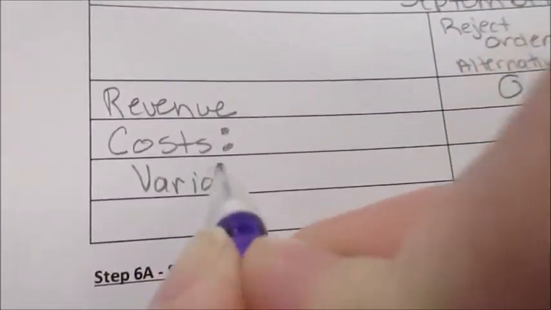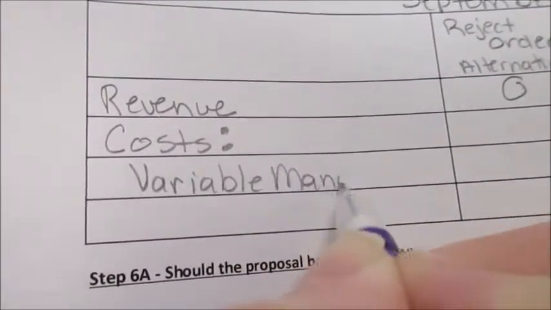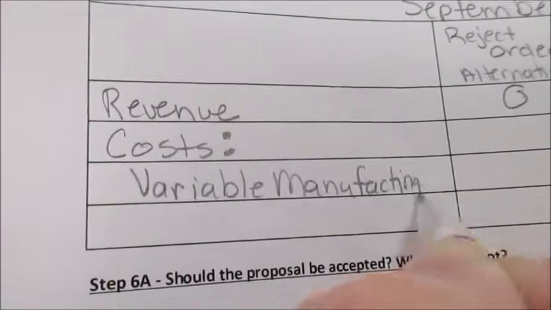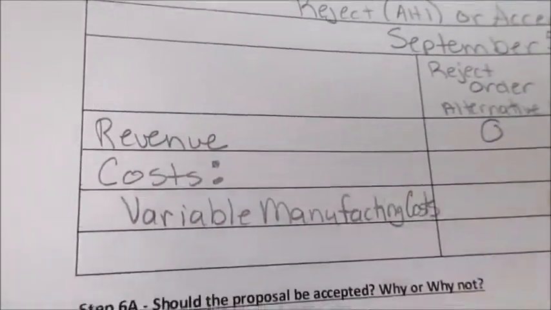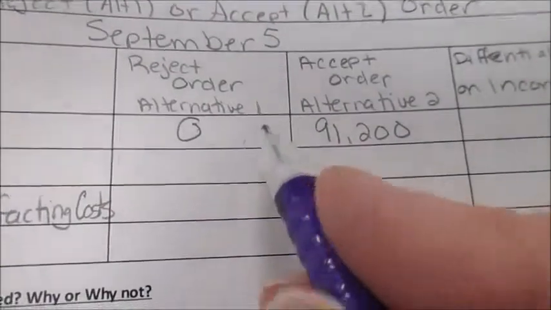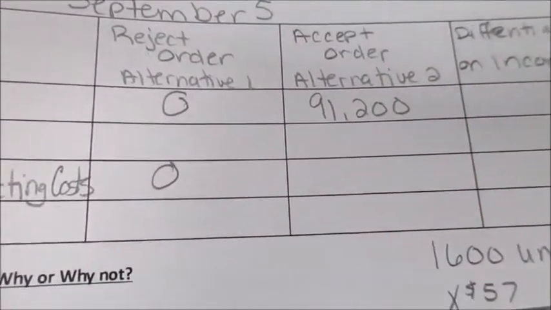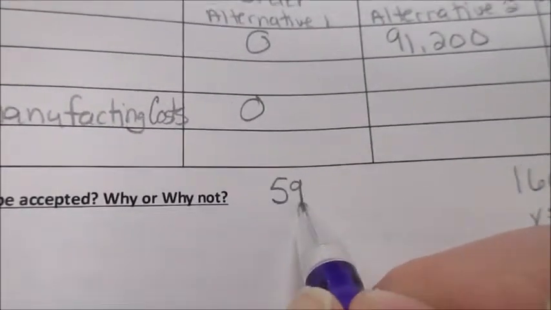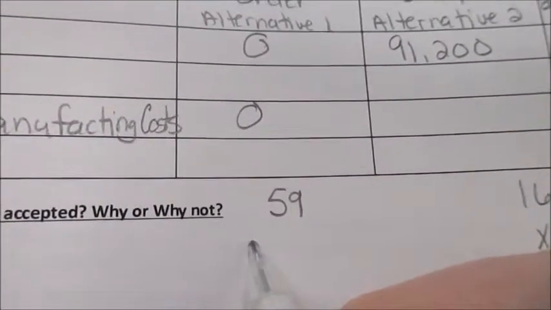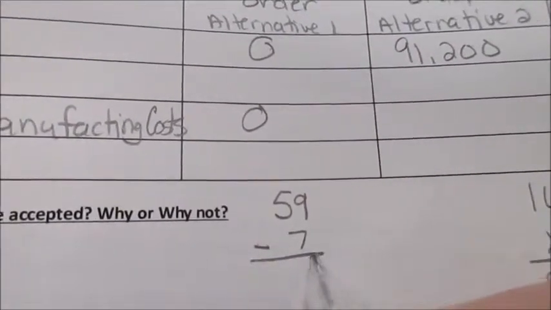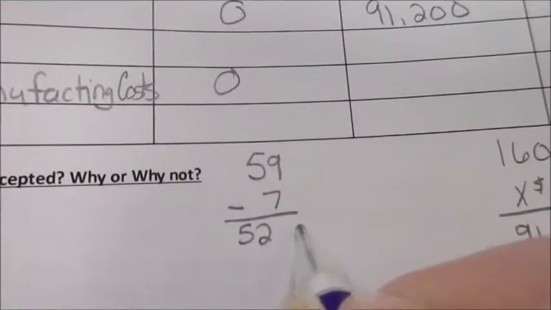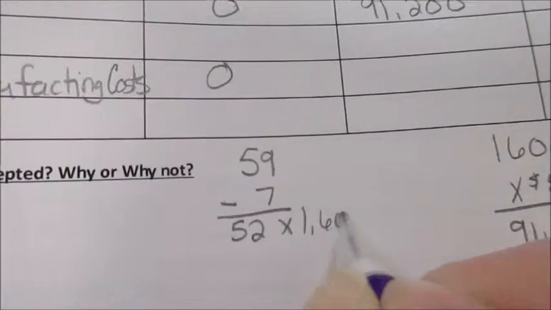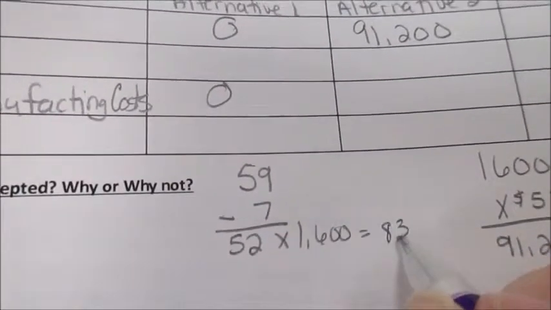Then we're going to list our costs, and we have variable manufacturing costs. Obviously, if we reject the order, our costs are 0. If we accept the order, we're going to take our $59 of total variable cost per unit, and it said there will be no selling or administrative, so we're going to subtract the 7 from that, and we get 52. Then we multiply that by the number of units, which gives us 83,200.